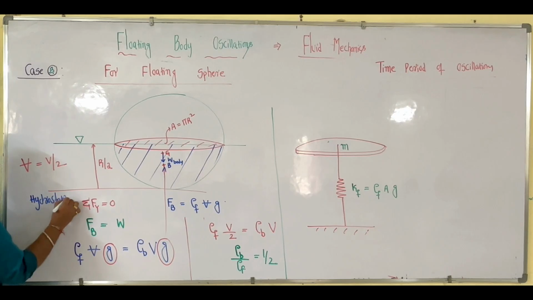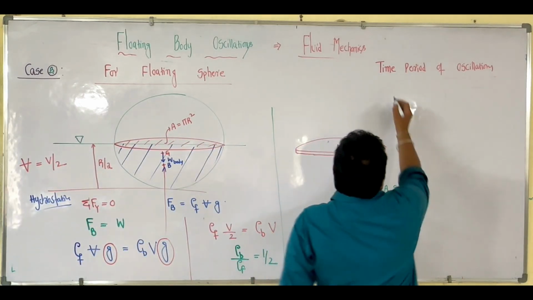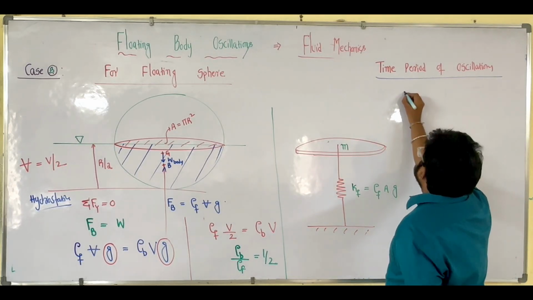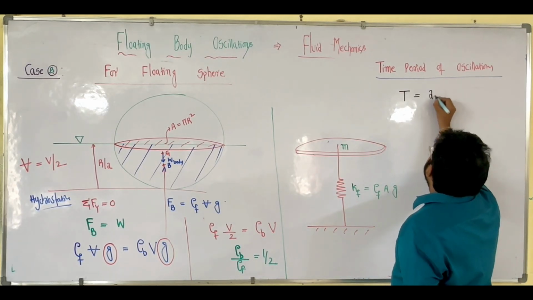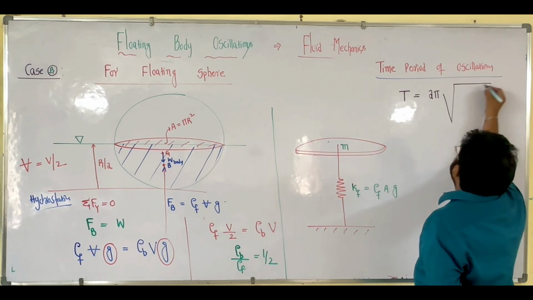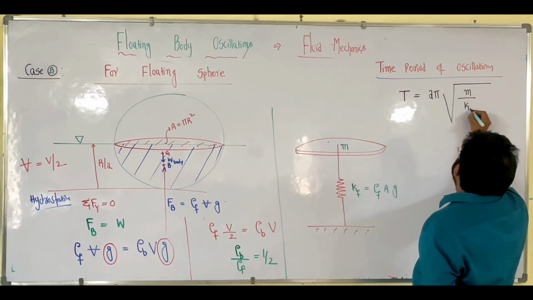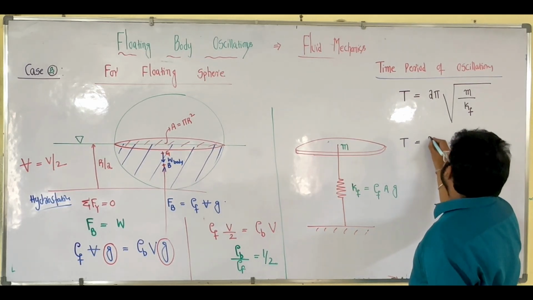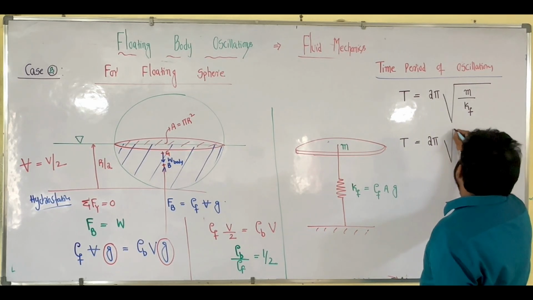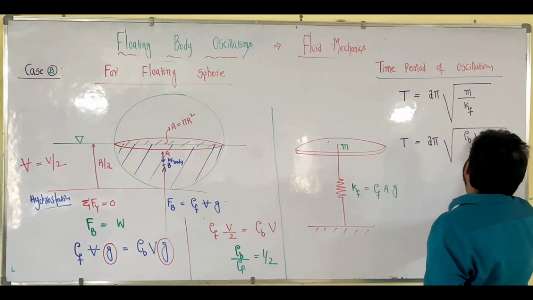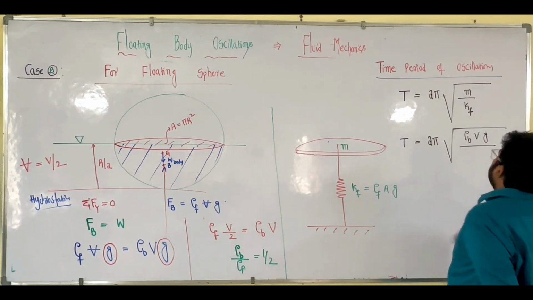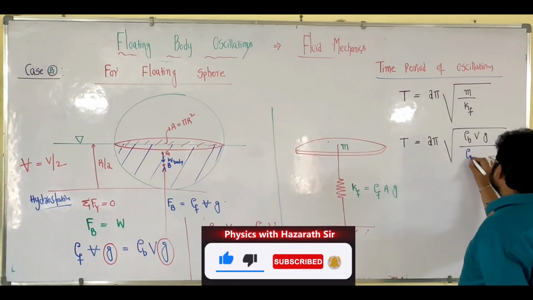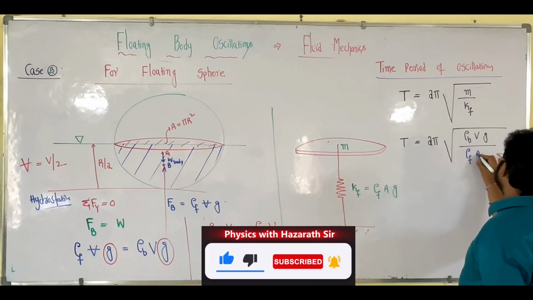Now the time period of oscillation. T equals how much? T equals 2 pi square root of M by K, where K is the stiffness of the fluid. So T equals 2 pi square root of density of the body into volume of the body into g, by density of the fluid into A into g.